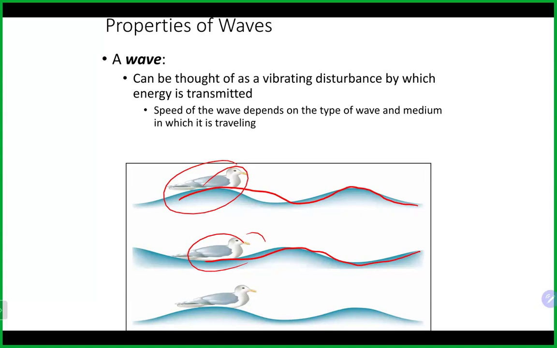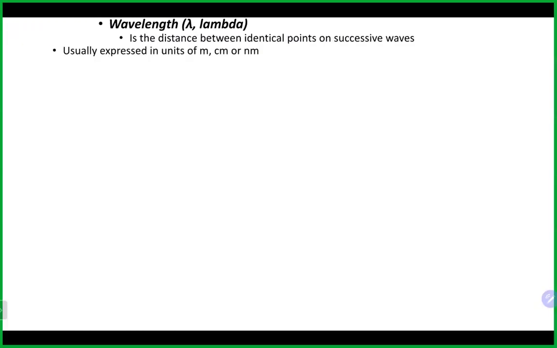And that's also true with energy. There is a relationship, as we'll talk about, between the energy of a wave, for example, and its wavelength, how long the wavelength is or how short the wavelength is. So let's talk about some of the properties of waves.